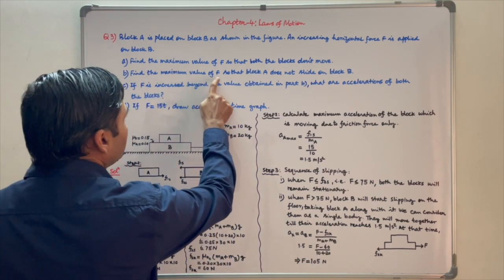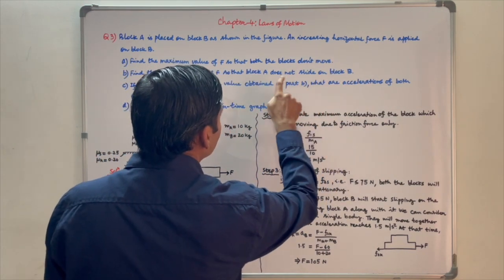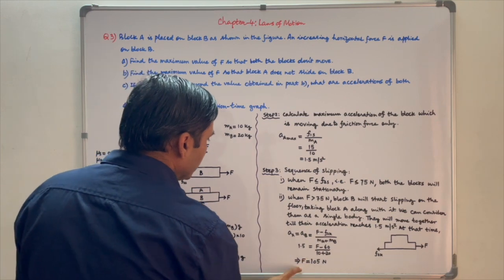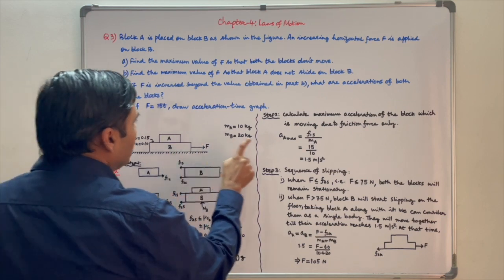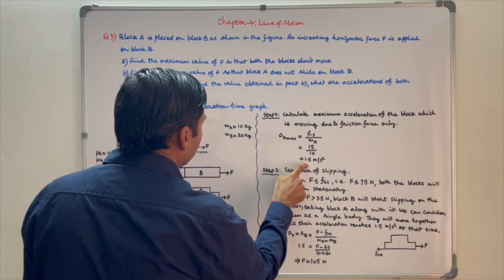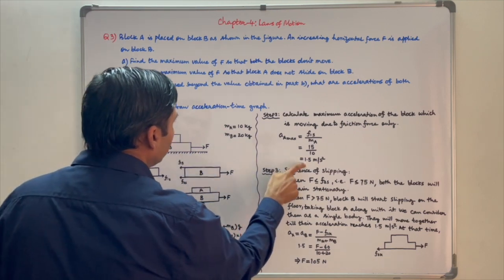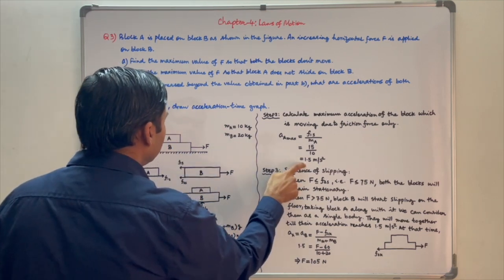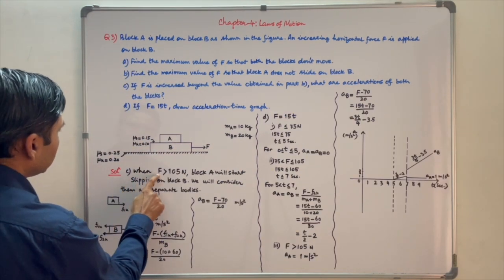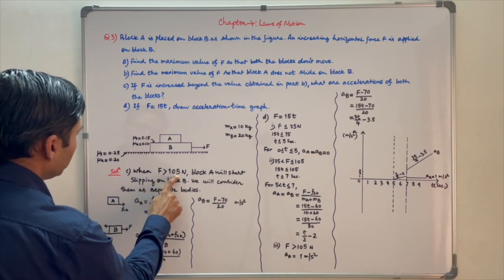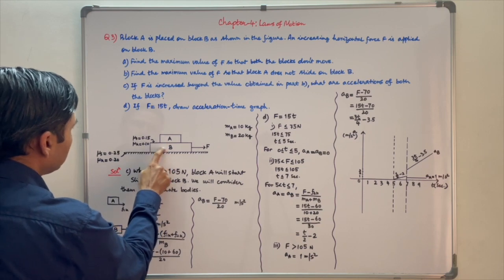Find the maximum value of F so that block A does not slide on block B, or both the blocks move together. When F is greater than 105 Newton, block B will start accelerating beyond 1.5 meter per second square. But block A cannot, as its maximum acceleration is 1.5 meter per second square. As a result, block A will start slipping on block B. Part C. When external force F is greater than 105 Newton, block A will start slipping on block B. We will consider them as separate bodies.